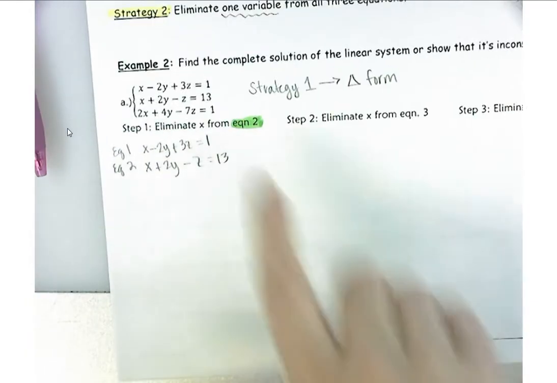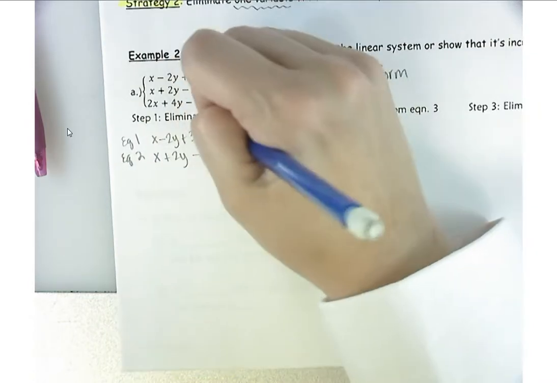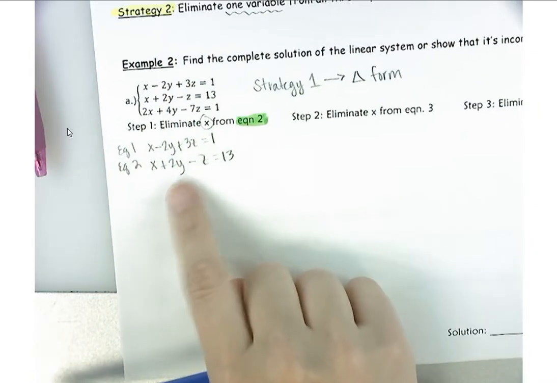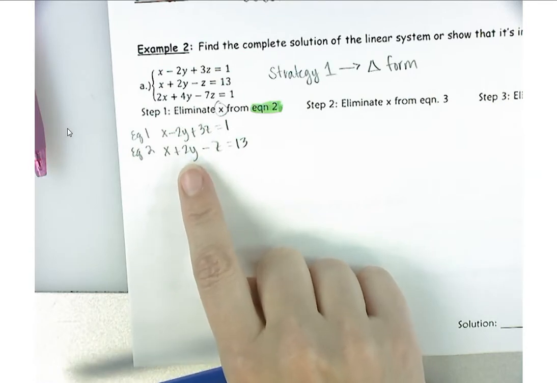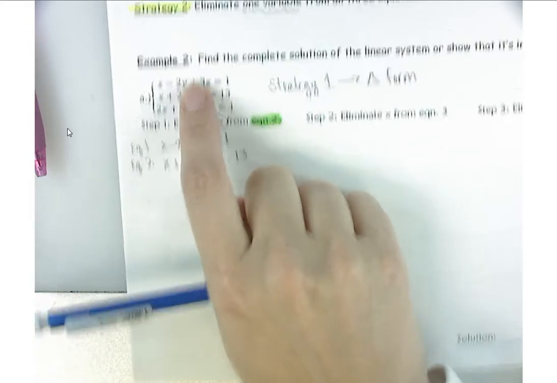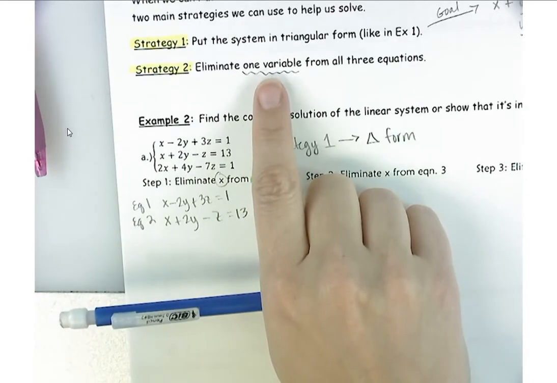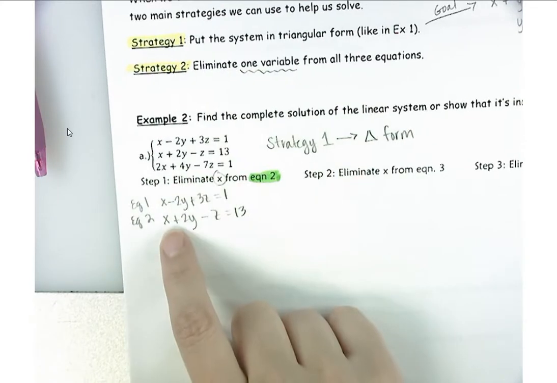Now, before we eliminate x, I just want to point something out to you. If I were to add these together, what variable would I naturally eliminate? Y. So it might be a good choice if something like this showed up on your homework to do strategy 2, and what would be the variable I would eliminate from everything? Y, because they'd automatically cancel out. Okay, but you can do either strategy with any system that you have.